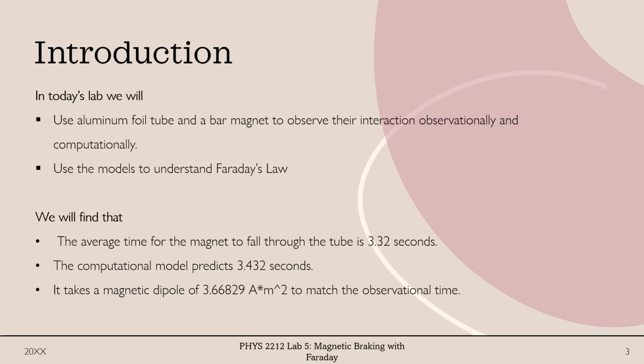In this lab, we'll use an aluminum foil tube and a bar magnet to observe their interaction both observationally and computationally, and we're going to use this all to understand Faraday's law. We'll find that the average time for the magnet to fall through the tube is 3.32 seconds in real life versus the computational model predicting 3.432 seconds. And the magnetic dipole that it would have taken was 3.6687 ampere meters squared to match the observational time.